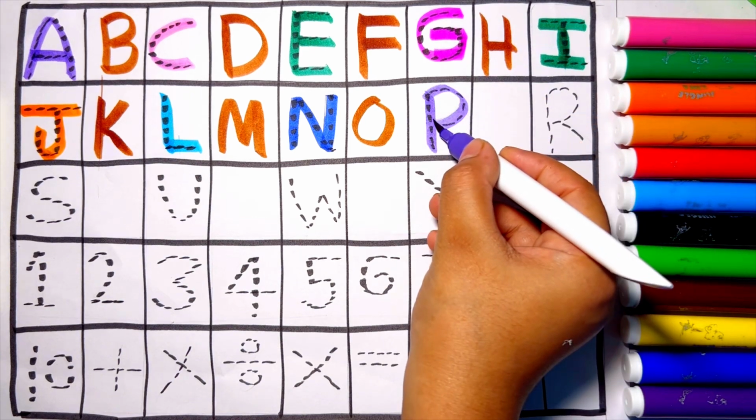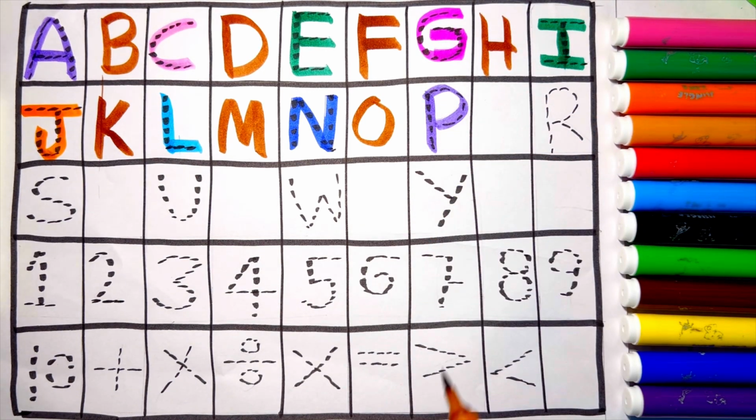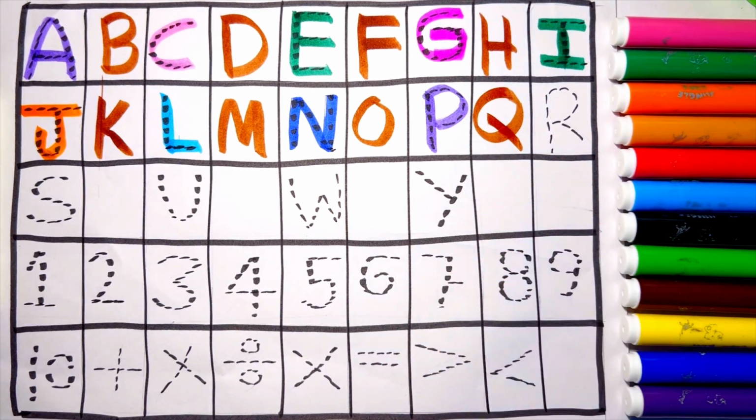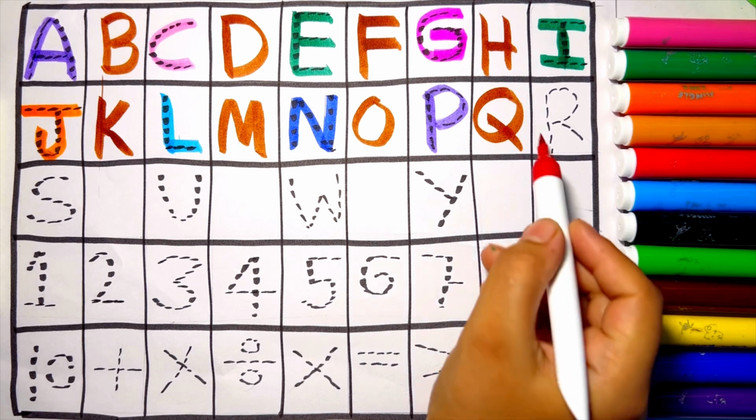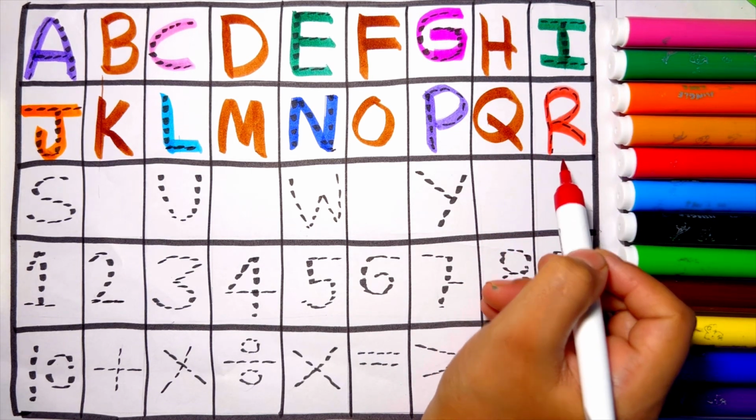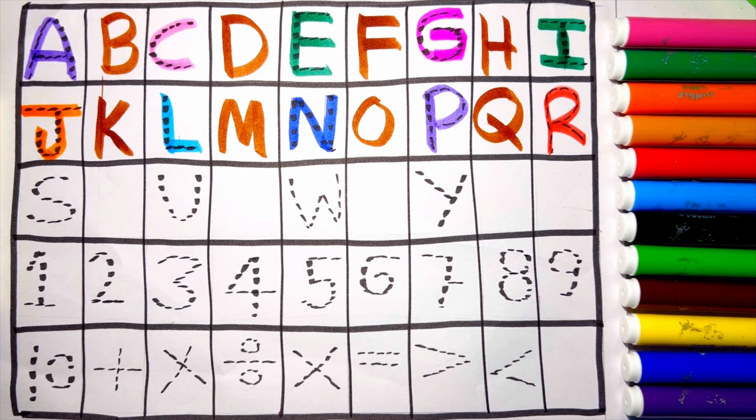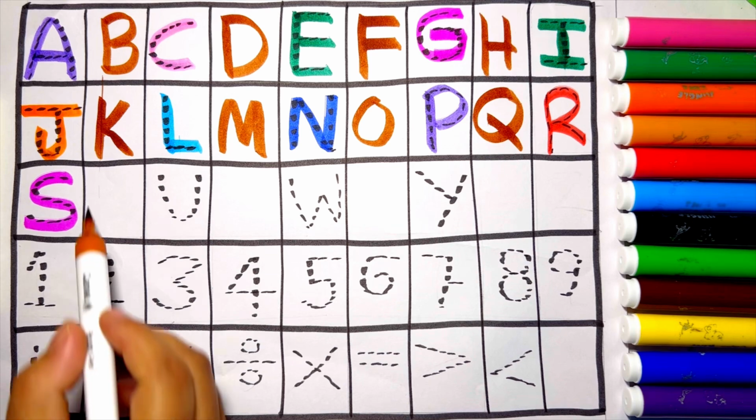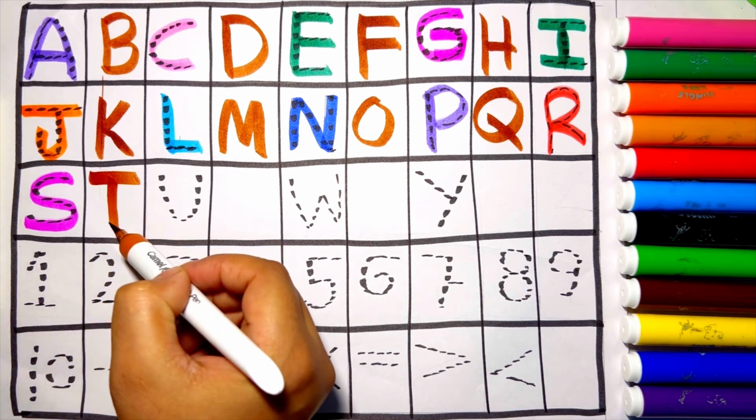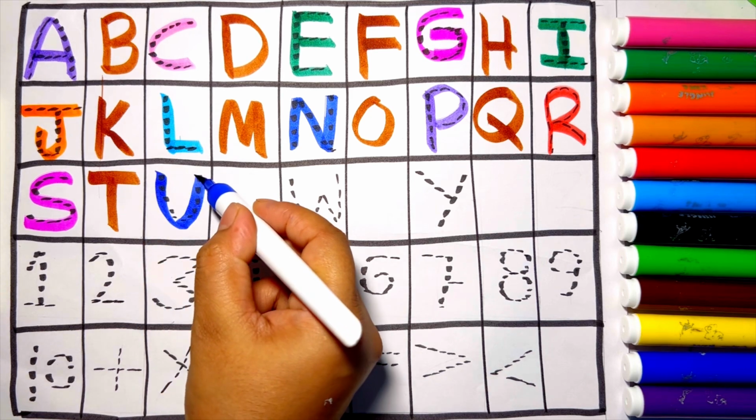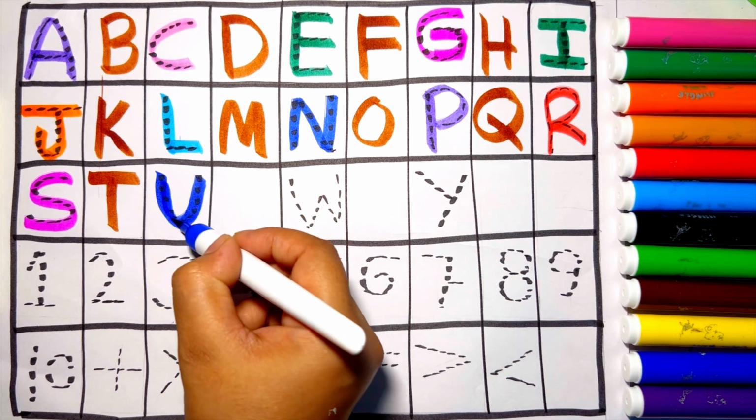P for pencil. Q for queen. R for rainbow. S for sun. T for tree. U for umbrella.